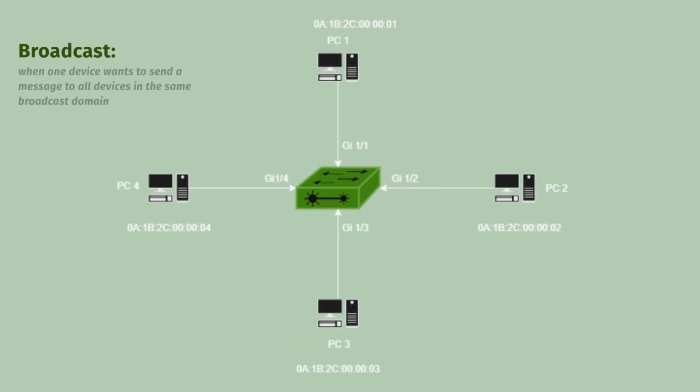This is when one device wants to send a message to all devices in the broadcast domain. For example, when a device is looking for an IP address using DHCP or the address resolution process using ARP.